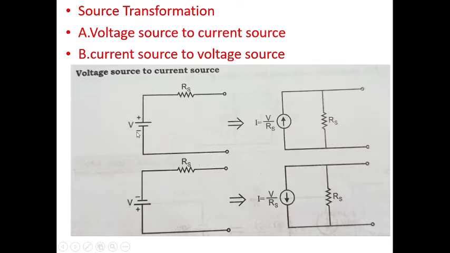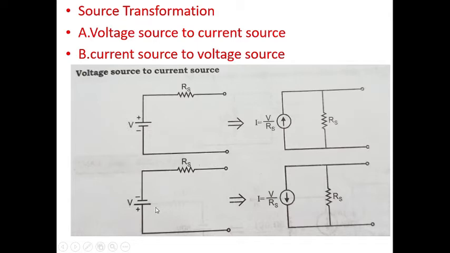Here we can see the negative and here the positive sign. So when we are converting this into the current source, current will be given as V by Rs. So for the current source, you can see the direction of current also. This is upward, since here it is negative and positive, the direction of current is upward. And the current source will always be in parallel with the resistance. So this resistance is in parallel.